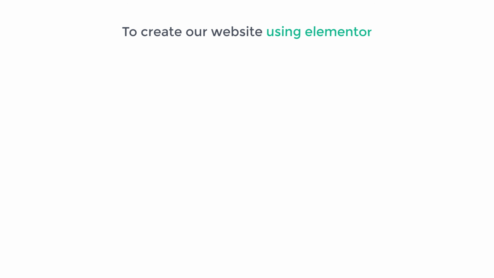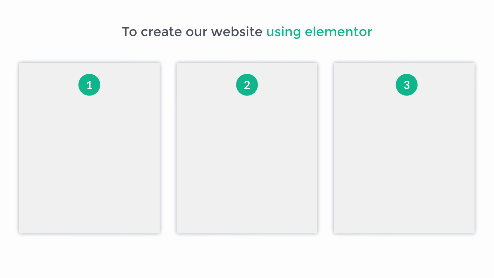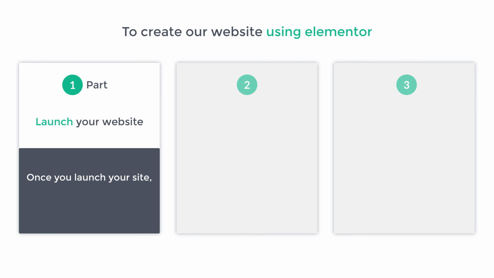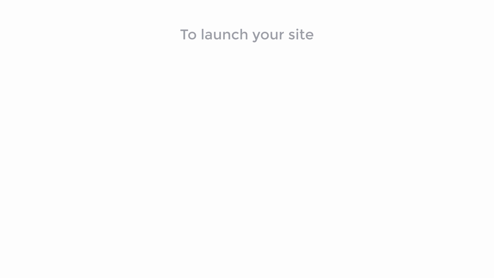So to create our website using Elementor, we are going to do 3 parts. The first part is to launch your website. Once you launch your site, your website will be live on the internet. So to launch your site, we are going to do 4 steps. The first step is to choose a name for your site.